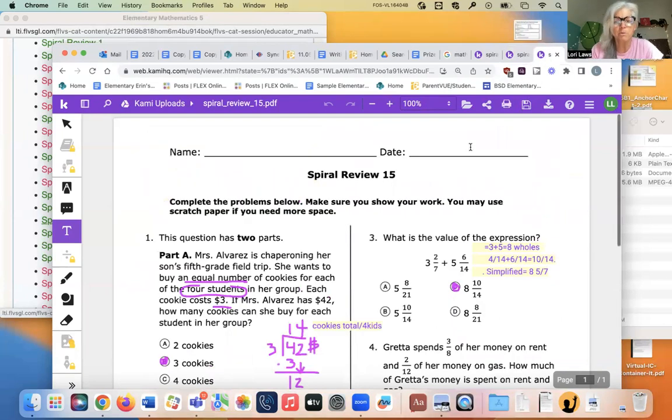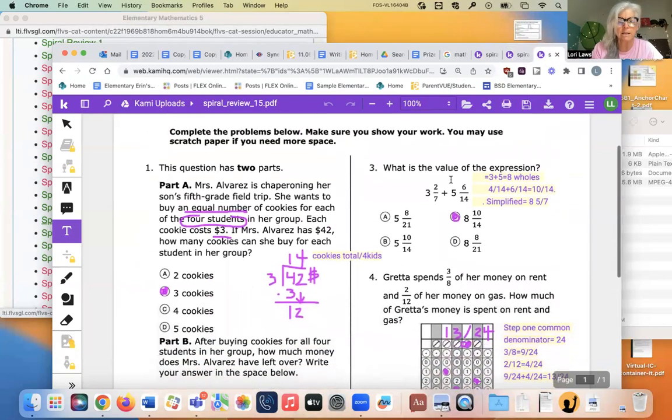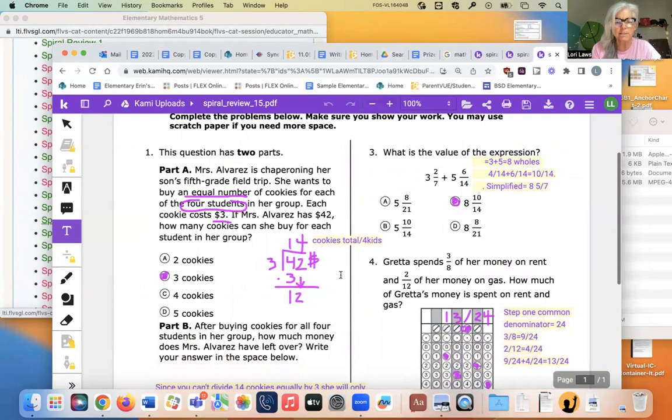And the final spiral review today was spiral review 15. The first problem had 2 parts. They ask you how many cookies does each kid get if Ms. Alvarez has $42 and each cookie costs $3.